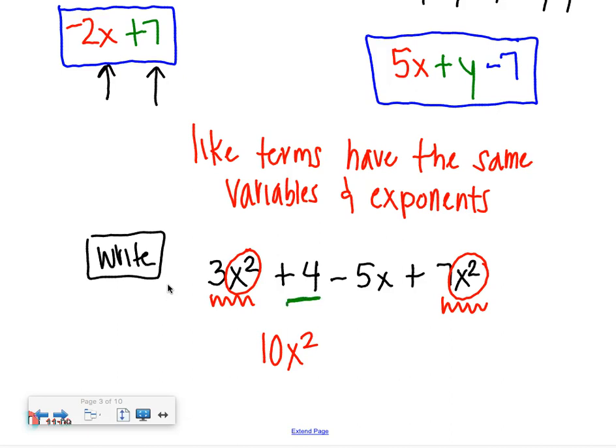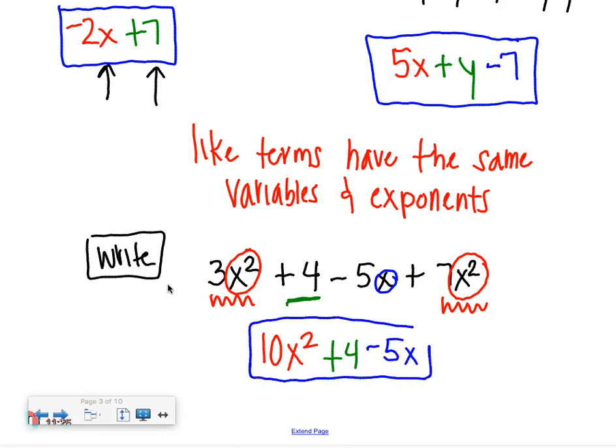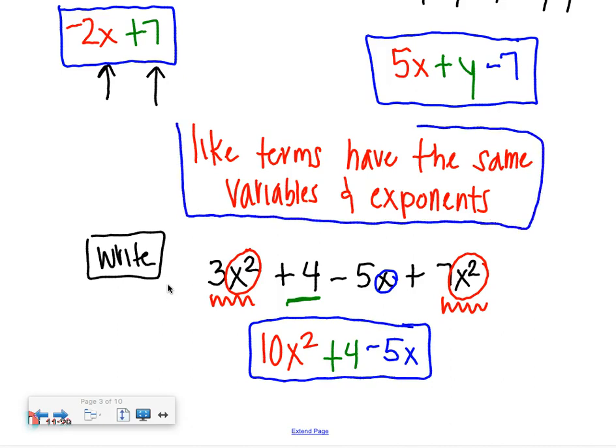My 4, it doesn't have a buddy. There's no other single constants out there, so it's just by its lonesome. And then I'll check my 5. Is there another plain x term around? Nope, so it's just left as minus 5x. So again, the key to this is that your like terms have to have the same variable and exponents.